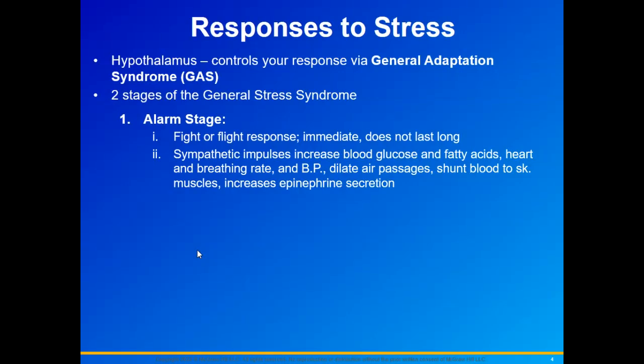So we got to get that to your brain because you got to think about what you're going to do next. Also, heart rate, breathing rate, those are all going to increase. That's essentially to get blood and nutrients to your body. Blood pressure is going to go up with that. We're going to dilate air passages. Why are we doing that?